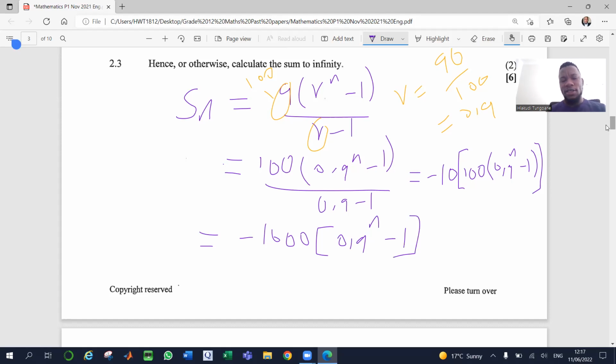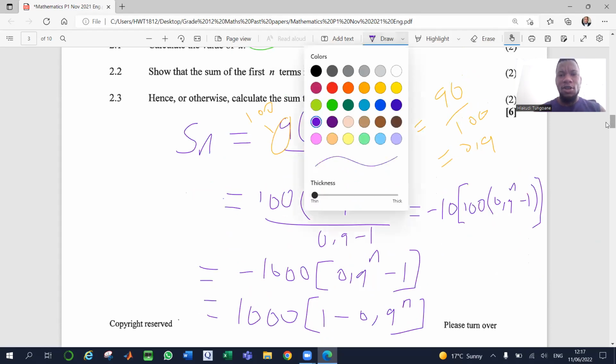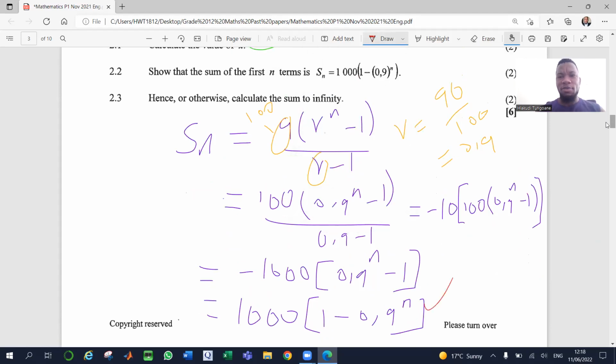Okay, so the next step is just to multiply inside the brackets by minus 1. Therefore, the final answer will be 1,000 times 1 minus 0.9 to the power of n. Remember, if you multiply by a negative, it's going to be positive. So that should be the answer that they're looking for. Simple as that. So now you have proved that the sum of n terms for this series can be written in that form.